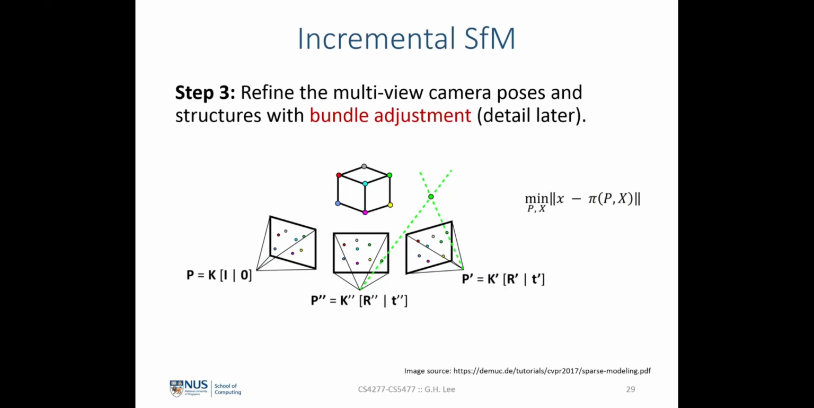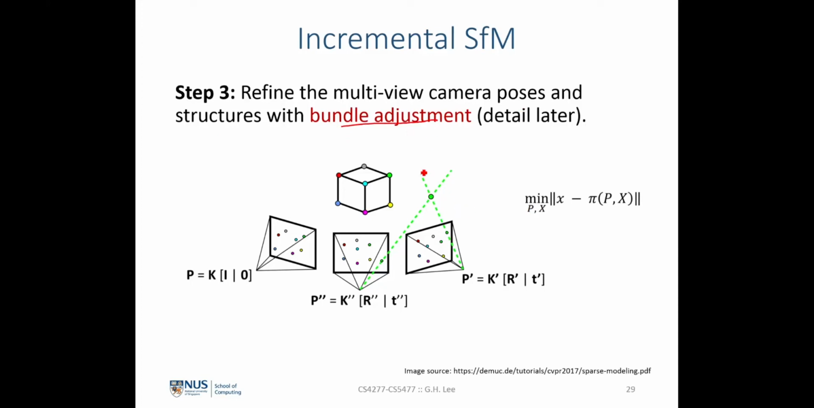Now, once we get the initial reconstruction from the two views, using the fundamental matrix, essential matrix, or homography, as well as PnP to add in more views in the incremental structure from motion, finally, we can do a nonlinear refinement in the multi-view setting over the multi-view camera poses as well as the 3D structures, with what we call the bundle adjustment.